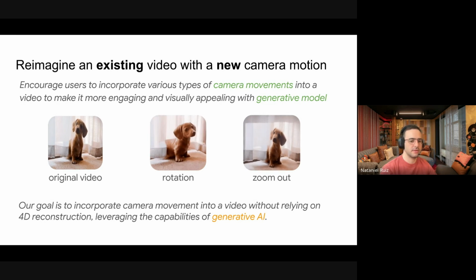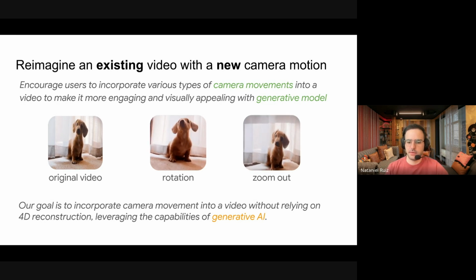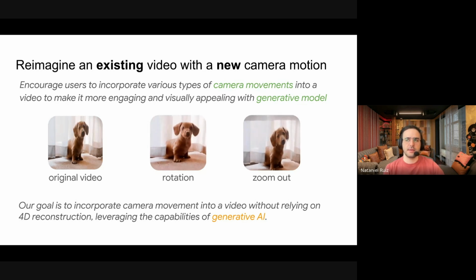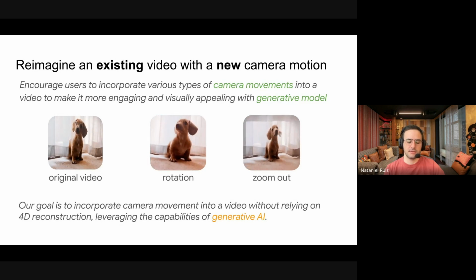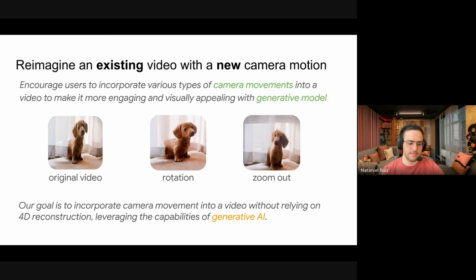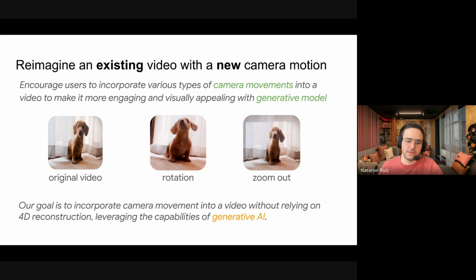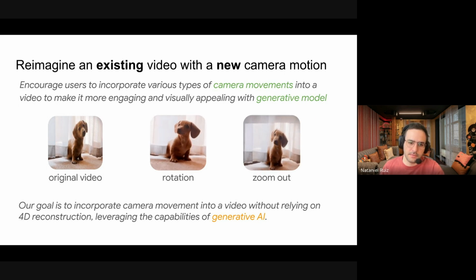So our goal is to incorporate camera movement into video without relying on 4D reconstruction, which is a pretty big field right now, obviously. You can do a NeRF or Gaussian splats, but it takes a long time, and it's really hard with the input and the information that we have here. Instead, we want to leverage capabilities of generative AI to do this.